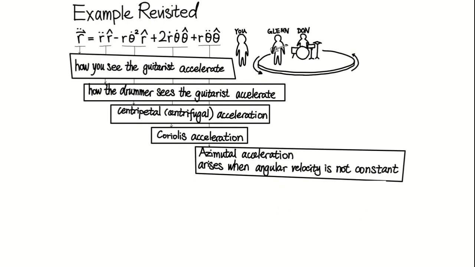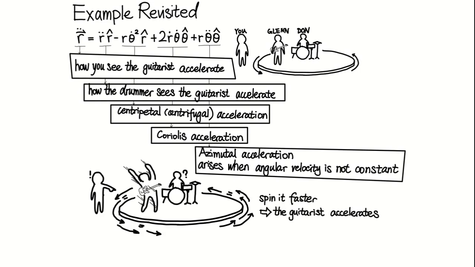Well, r double dot describes how you see the guitarist accelerate from an initial reference frame. The second term describes how the drummer sees the guitarist accelerate. The third term represents the centripetal acceleration if you are observing from outside the rotating system, but represents the centrifugal acceleration from the drummer's reference frame. The fourth term represents the Coriolis acceleration, which arises when the drummer sees the guitarist moving in a direction other than the rotational direction. The fifth term, the azimuthal acceleration, only arises when the angular velocity omega is not constant.